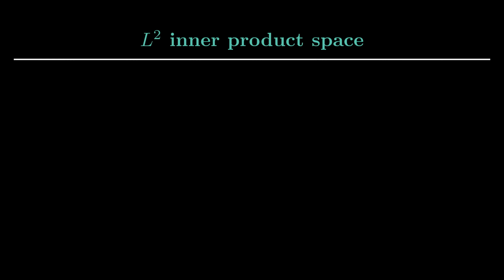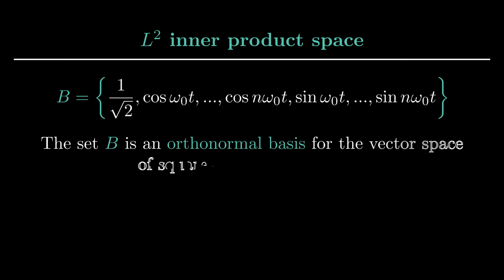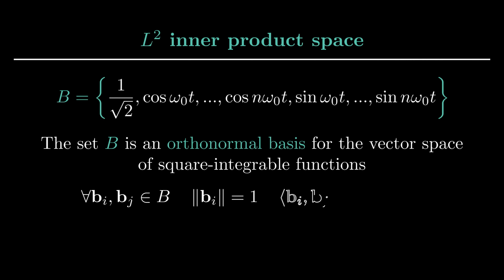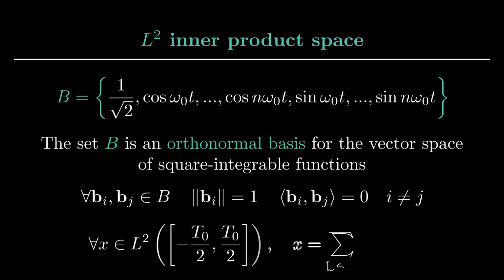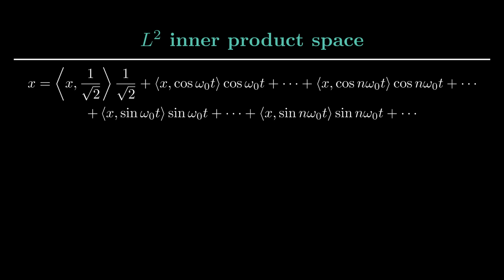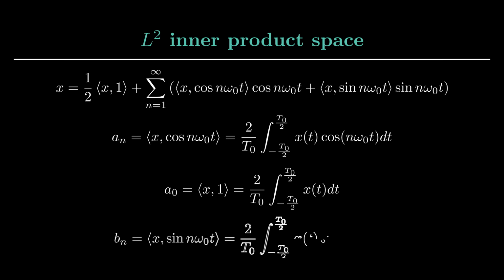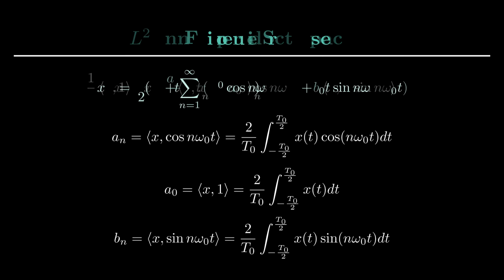We conclude that the set of those sinusoids and the constant function 1 over root 2 is an orthonormal basis for the vector space that they span. Mathematicians have found that this set actually spans the entire vector space of square integrable functions. And we can therefore write every square integrable function as a linear combination of those basis vectors, each scaled by the function's coordinate in that direction.